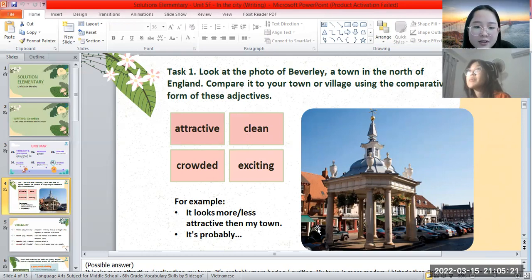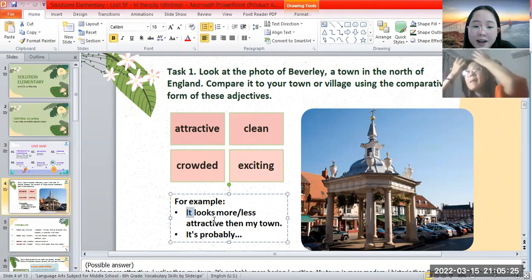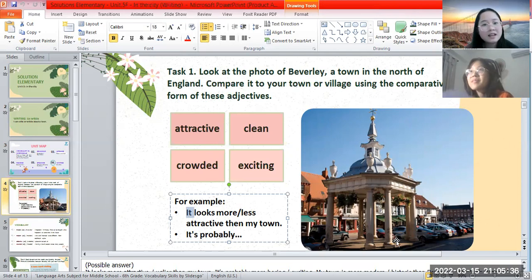Okay, here I have some examples. You can say my town looks more attractive than Beverly, or my town looks less attractive than Beverly. It depends on you. You think which one is more attractive, which one is cleaner, which one is more crowded, and which one is more exciting. So it depends on your choice.